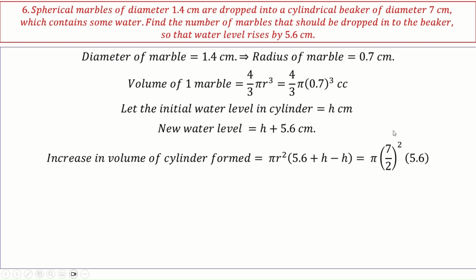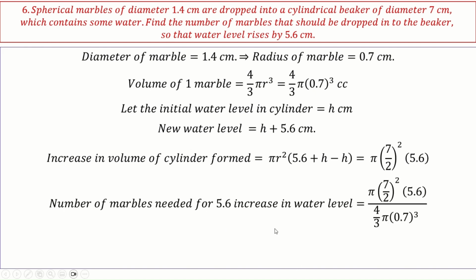Why has this increase happened? Why has the water level increased this much? Only because of the number of marbles put into the water. Let's assume it is n. So the number of marbles needed for a 5.6 increase in water level is equal to the increase in water level volume divided by the volume of one marble. If I do this, I get around 150 marbles required to increase the water level by 5.6 centimeters. Okay, next.